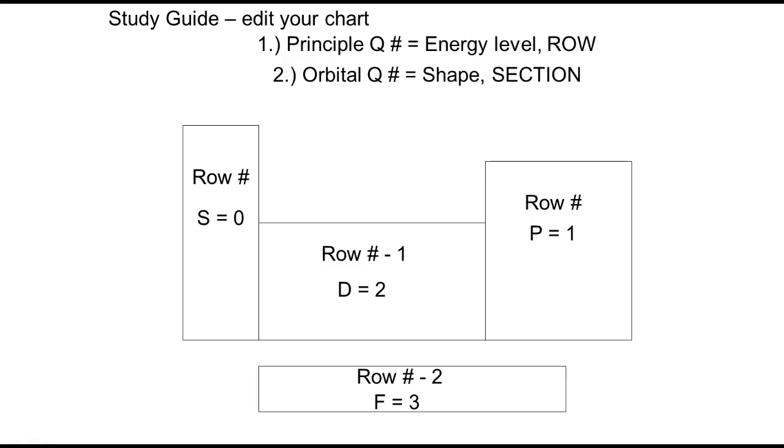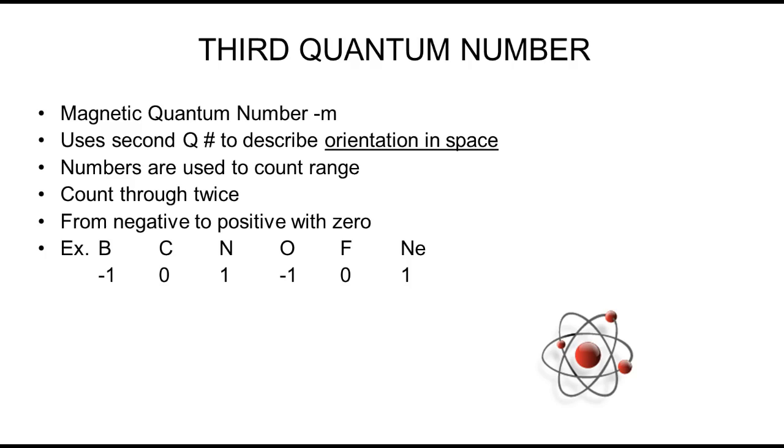Alright, so here's where we left off with our study guide. You have all this information hopefully labeled on a periodic table. The first quantum number, like I said, was row number, and the second quantum number was based on the section. So, the third quantum number is abbreviated with an m, sometimes m sub l, and this is the magnetic quantum number, and this one is describing the orientation in space.